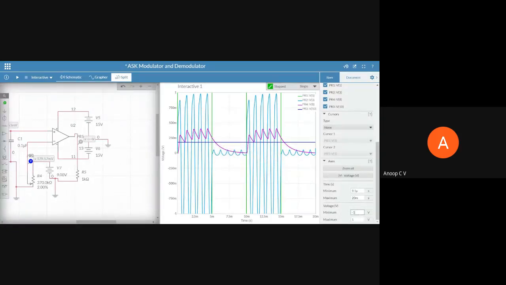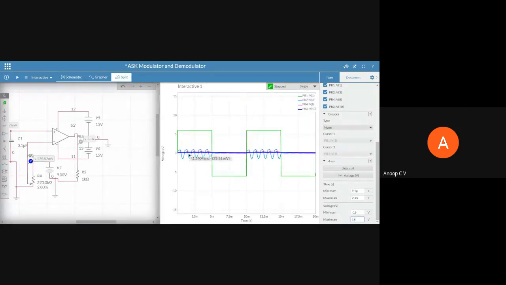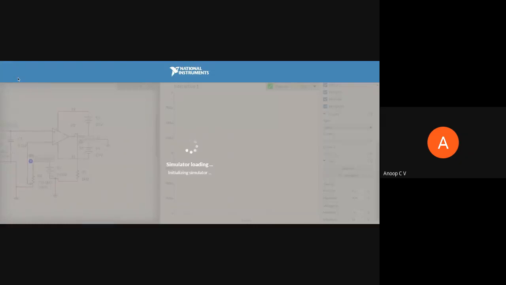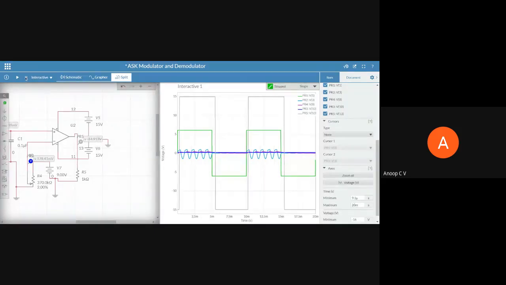Now I'll just zoom it out. We'll see from minus 16 to say plus 16, so that we can see all the signals. So here this is our input. Now if I simulate in gray color, we can see the output. So you can see the output here.